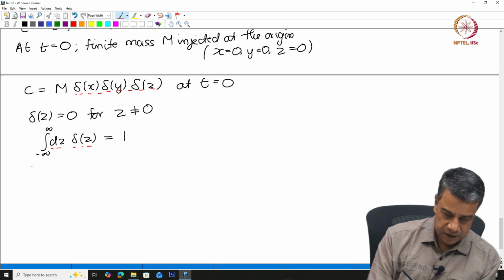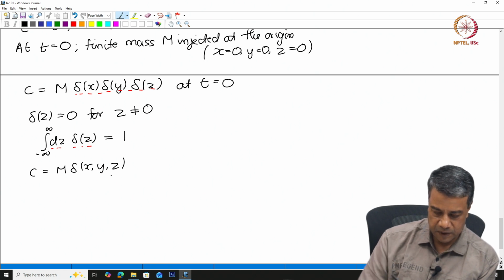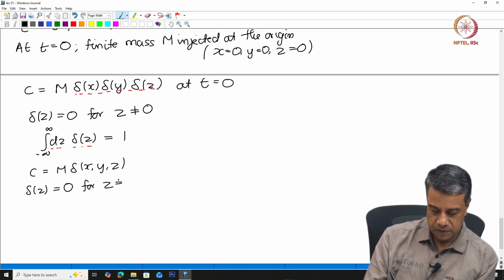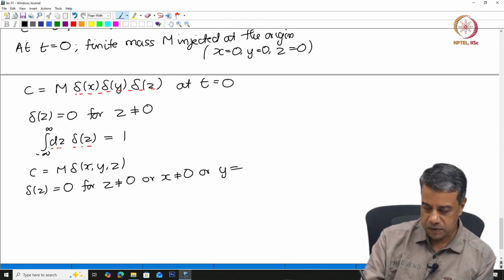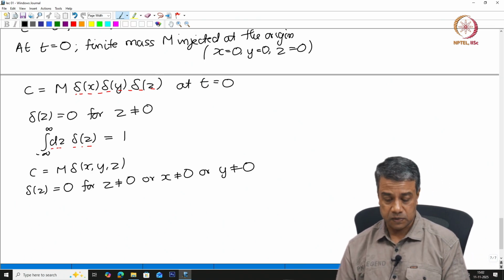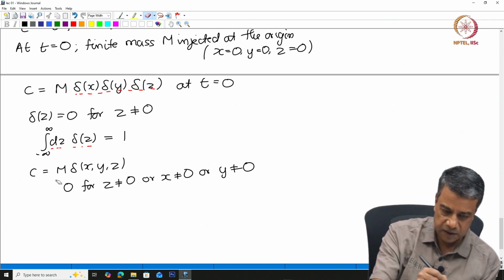This can also be written as a 3-dimensional delta function, which is defined as delta equal to 0 for z not equal to 0, or x not equal to 0, or y not equal to 0. It is non-zero only when x, y and z are all equal to 0. So, I should kindly note the mistake here, this should be a 3-dimensional delta function.